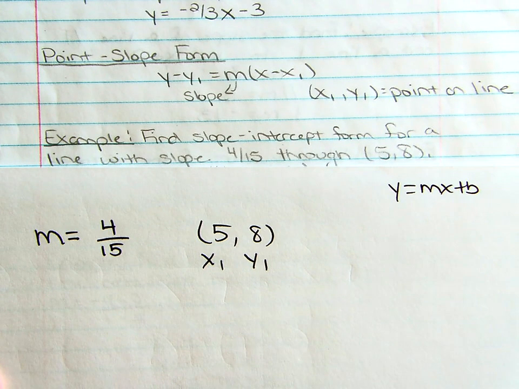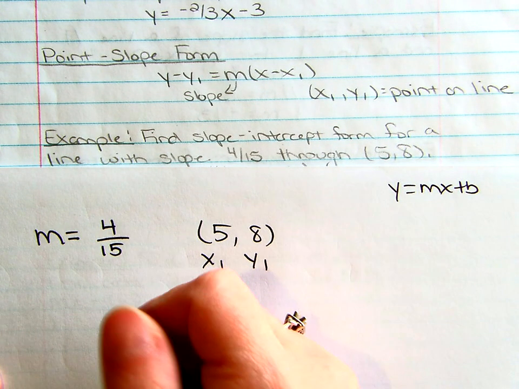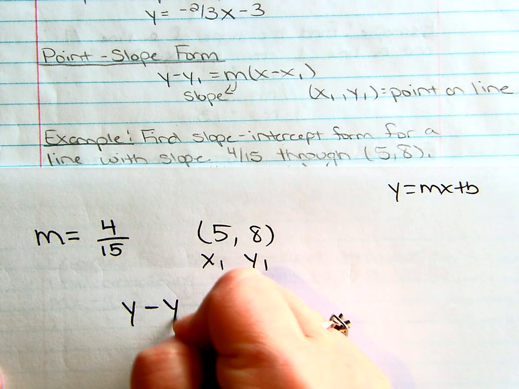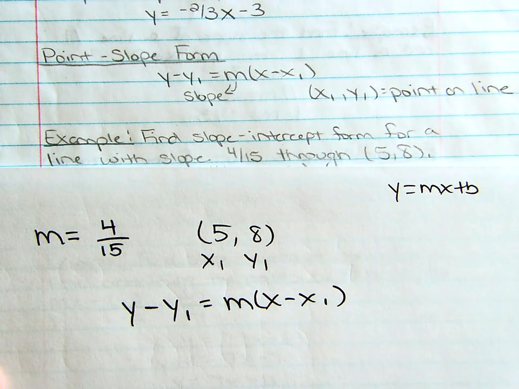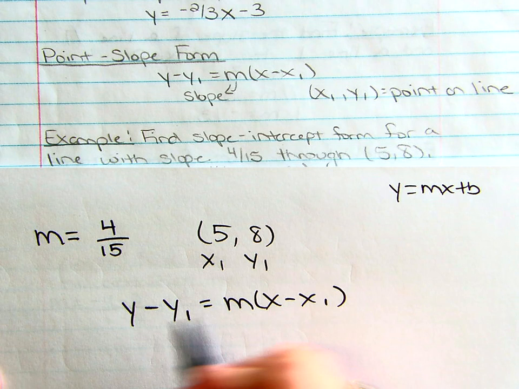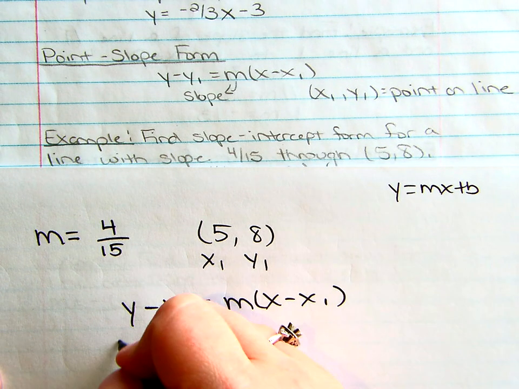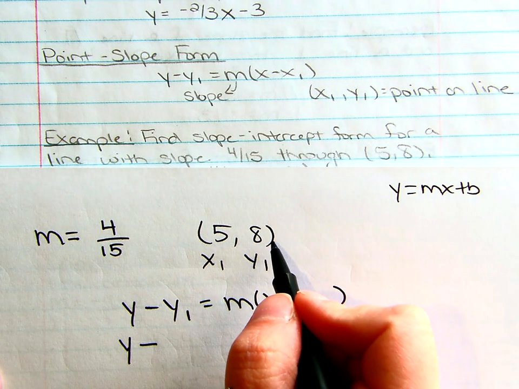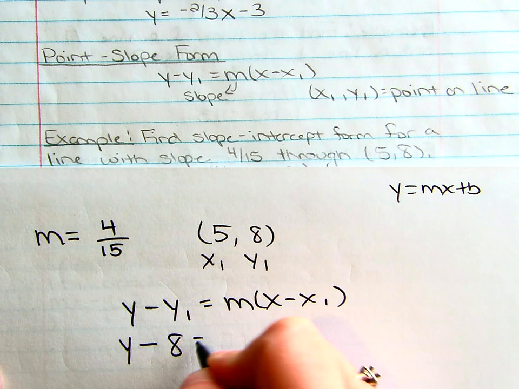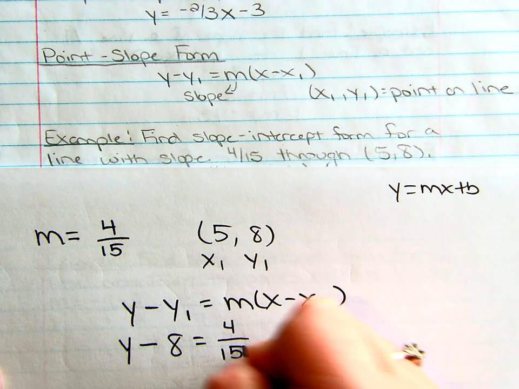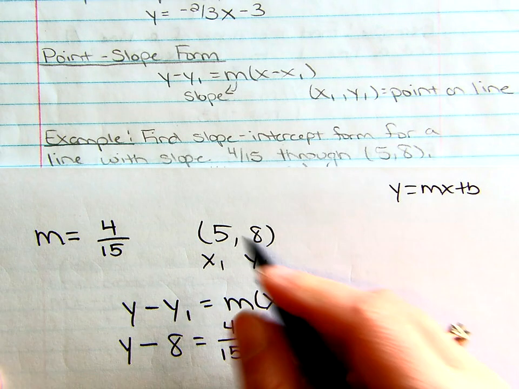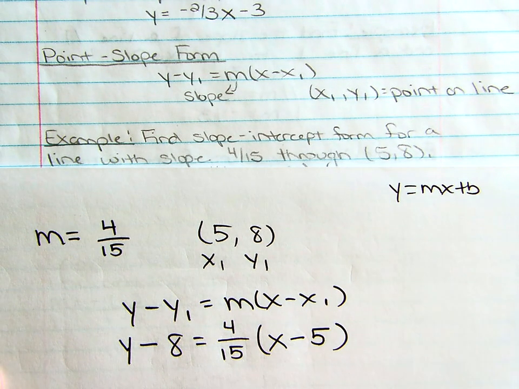Remember, anytime you're using a new form that you're not used to or it's been a while, I recommend writing it down, because then it really becomes a plug and chug style problem. We have y minus y1 equals m times x minus x1. The y and the x without the subscripts stay, so it's just y minus, and then our value for y1 is 8, equals m, which in this case is 4/15, times x minus our x1, which is 5.